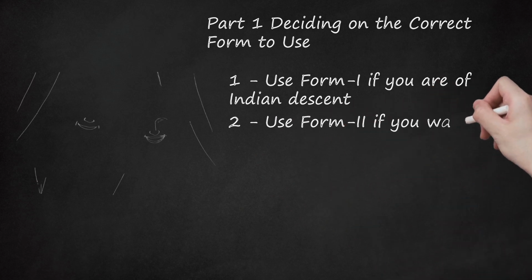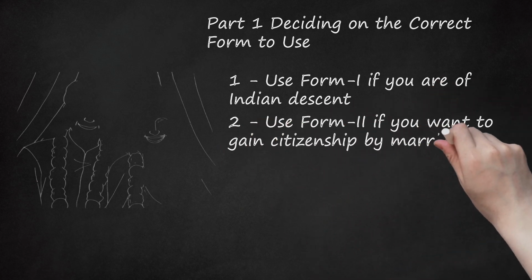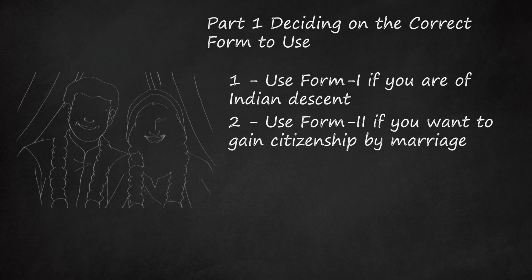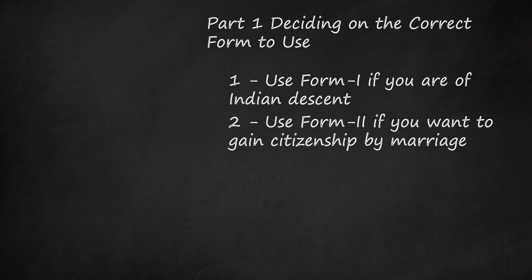2. Use Form 2 if you want to gain citizenship by marriage. In other words, you can become an Indian citizen because you are legally married to an Indian citizen. You must have been living in India for 7 years. You will use Section 5(1)(c).